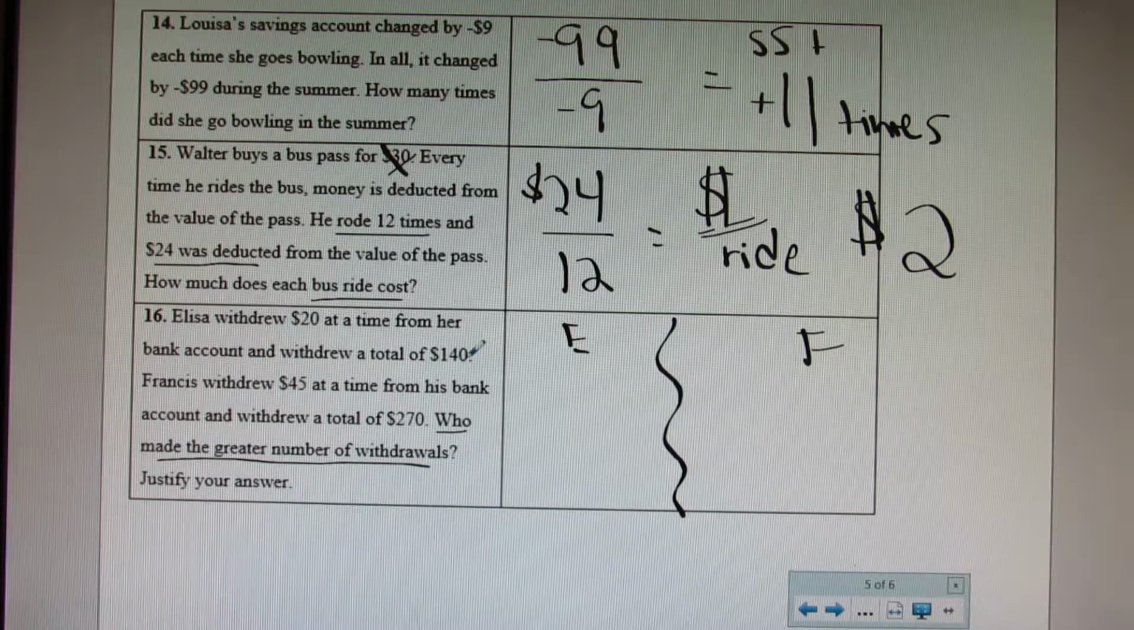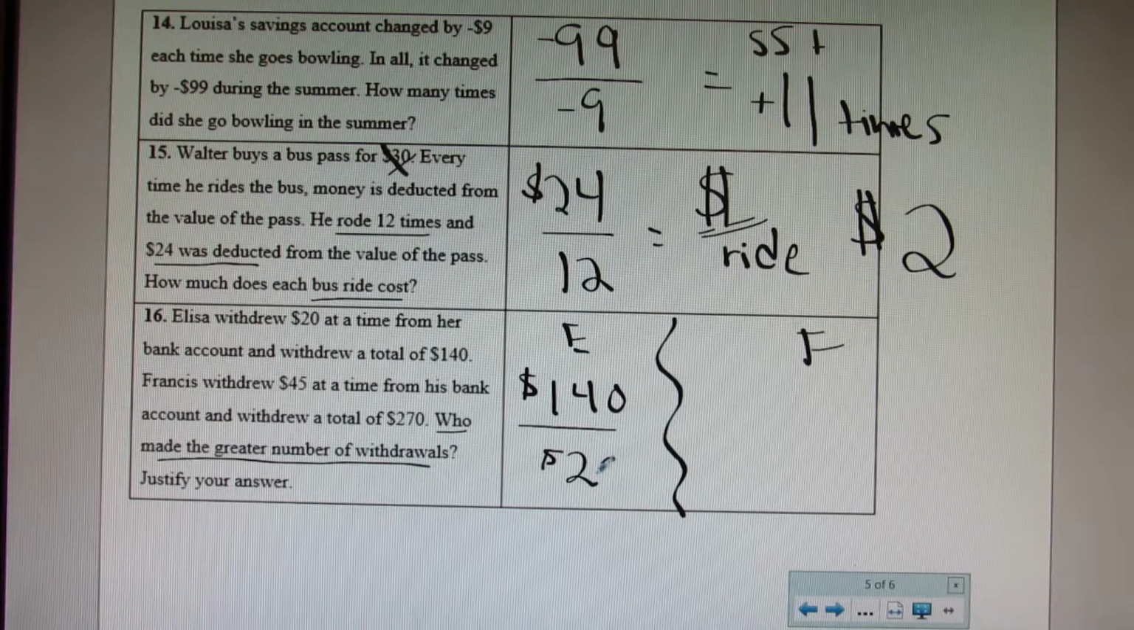So a total of $140 Elisa did, and it was $20 each time. So I'm going to count by twos to get up to 14. 2, 4, 6, 8, 10, 12, 14. That makes 7. So 20 times 7 gets you 140. So Elisa withdrew money 7 times.